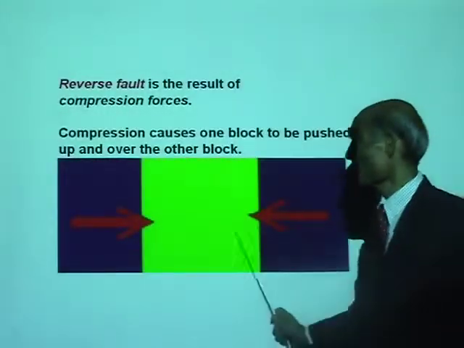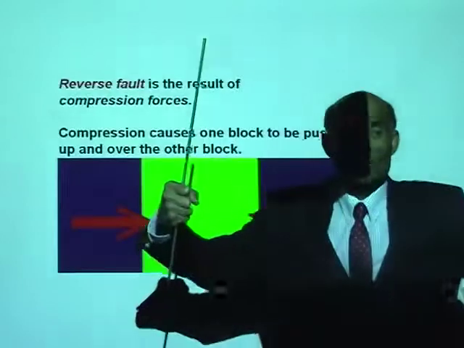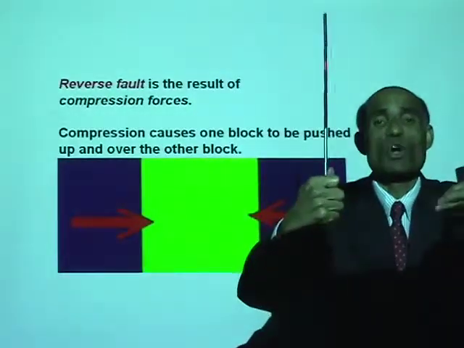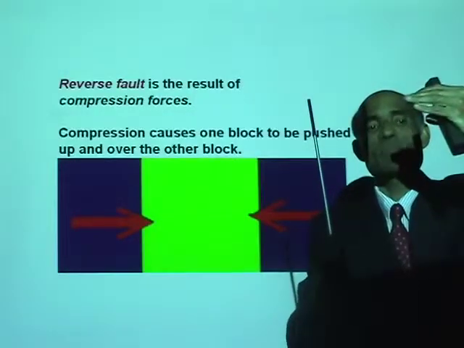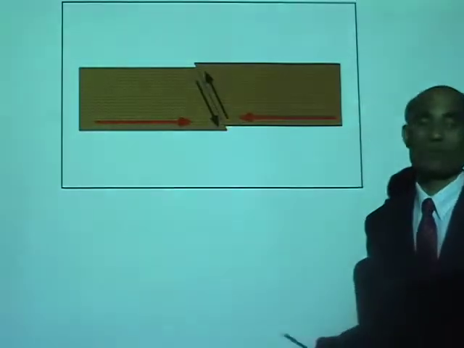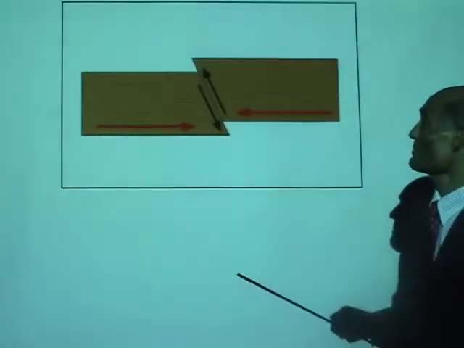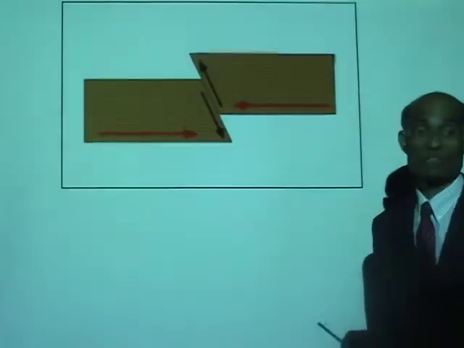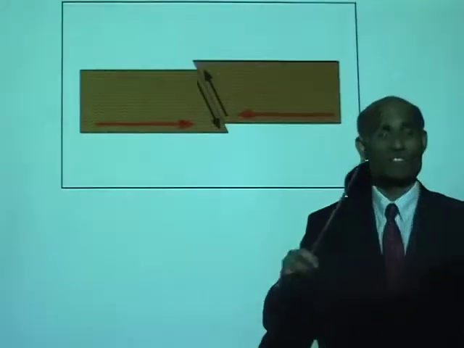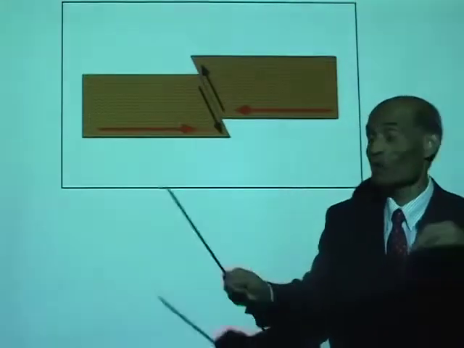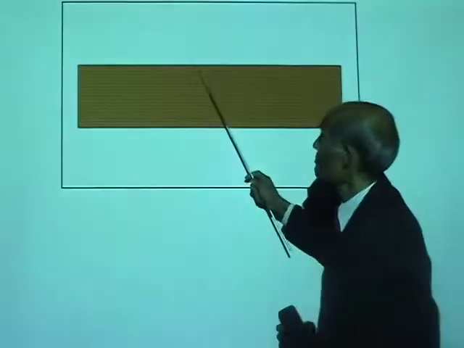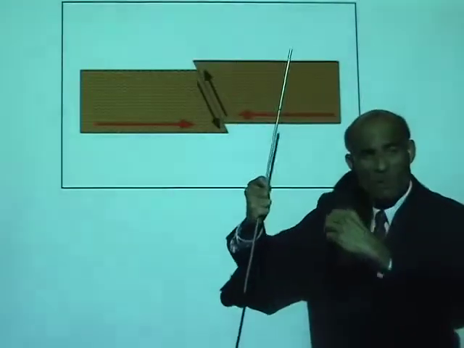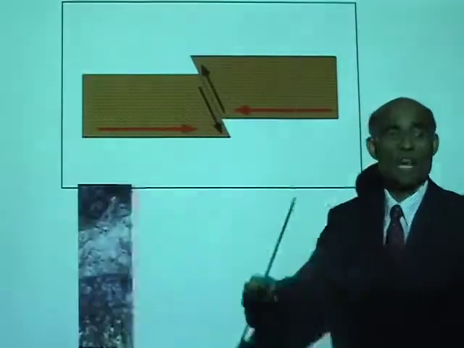Now, watch this. Compression forces from either side cause the rock to break so that one piece is pushed up and the other pushed down. And watch this, what happens? This is compressional stress, and that causes the reverse fault. So again, normal fault, and this is reverse fault. The compressional forces break the rock so that one piece moves down, the other moves up.